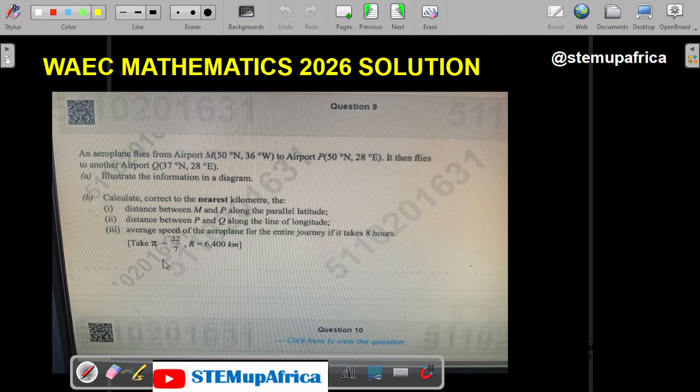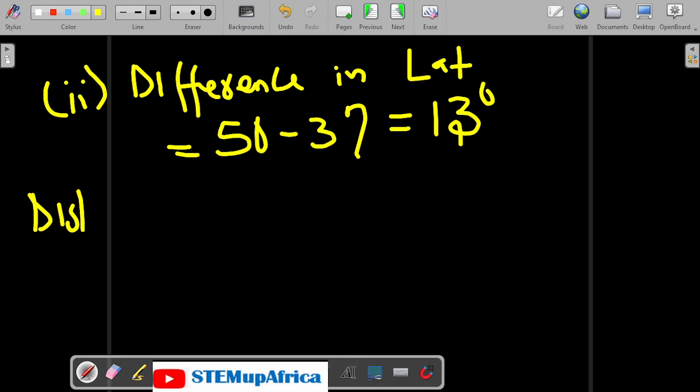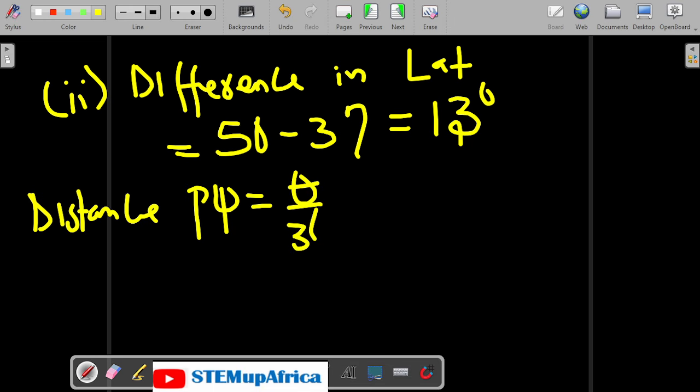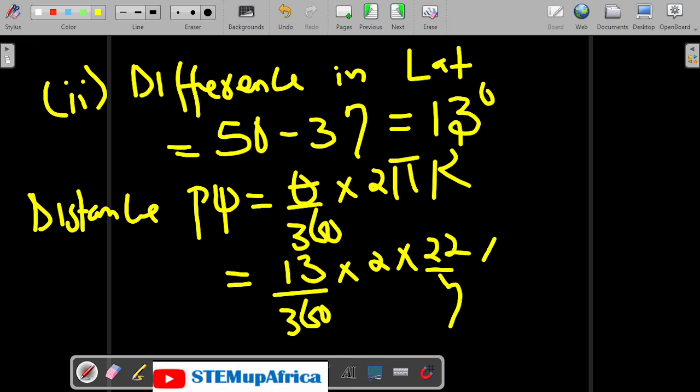We're having 50 minus 37, which is 50 minus 37. That will give us 13 degrees. So distance PQ will give us theta over 360 times 2 pi r, which is 13 over 360 times 2 times 22 over 7 times 6400. So let's multiply the entire numerator. 13 times 2 times 22 times 6400.